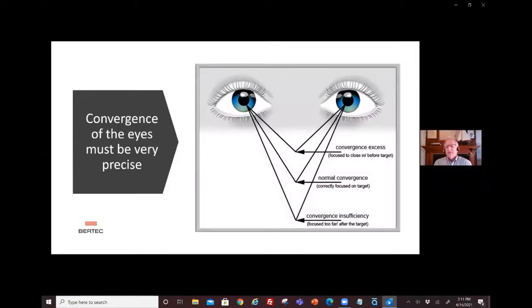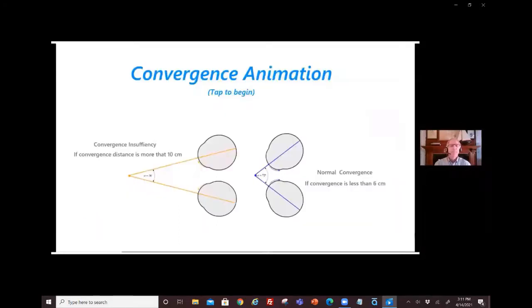Notice in this graphic that the middle normal convergence arrow is where the eyes should be focusing. Sometimes the eyes will overcross, or converge to an excess, and they'll cross in front of the object. More often, particularly after concussion and brain injury, the eyes will underconverge, and this is called convergence insufficiency. This happens in a high number of post-concussion patients. It's the number one visual symptom and probably the number one symptom overall. And we'll show you how this works here with this little animation.